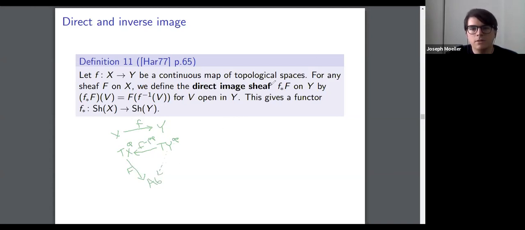And so that's what F lower star is called. And this gives a functor like this. So it takes a sheaf on X and it turns it into a sheaf on Y, and it does it functorially.